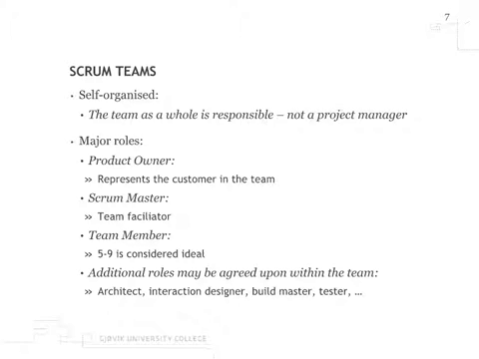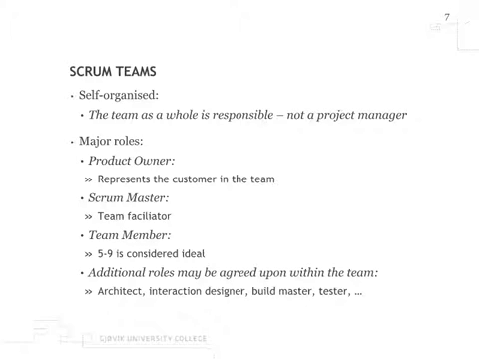So Scrum teams, they are self-organized. The team as a whole is responsible, not a project manager. That means that you have no hierarchy. The product owner or the Scrum Master is not the project manager in the traditional sense. The entire team makes the decisions. The entire team is responsible for the decisions and the requirements that are prioritized in a sprint planning meeting.